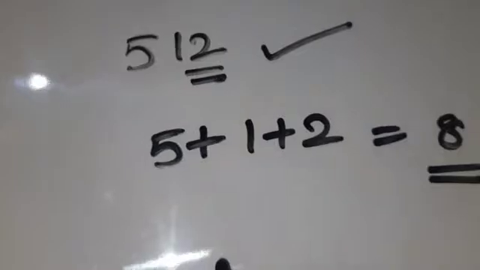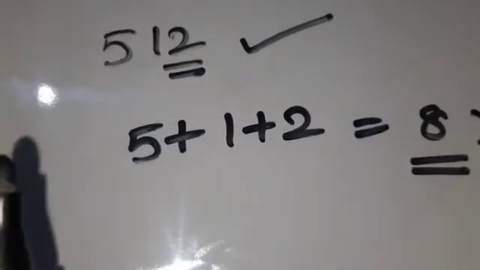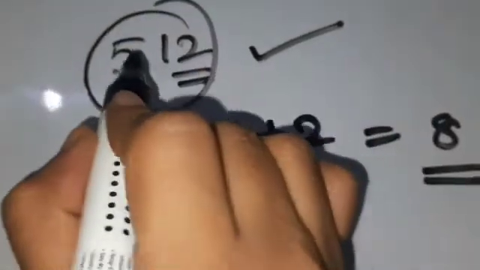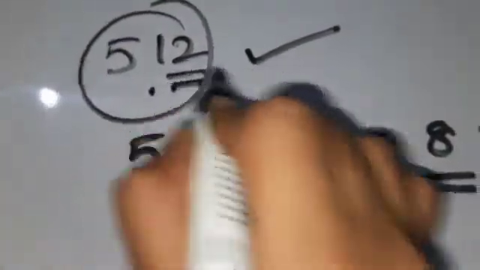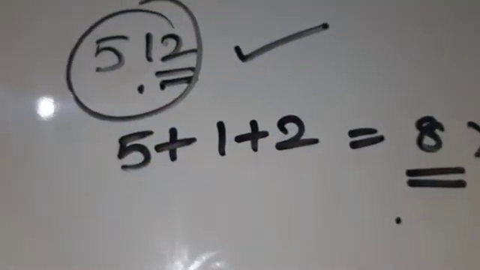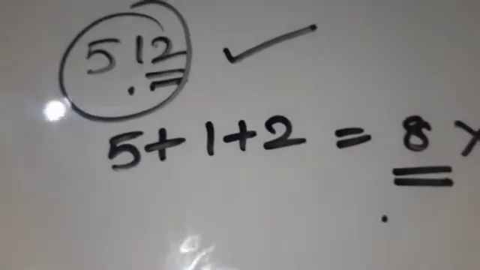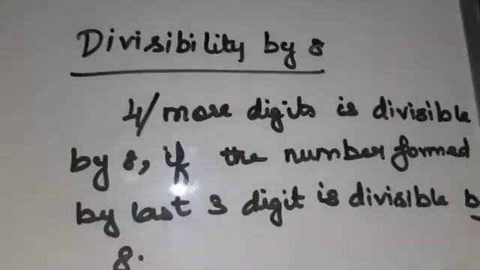The divisibility rule of 6 is it should be divisible by both 2 and 3. Then only it will be divisible by 6. So, in this case, the divisibility test of 6 is not satisfied because it is divisible by 2 and it is not divisible by 3.